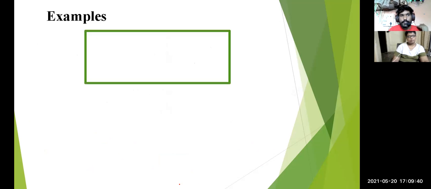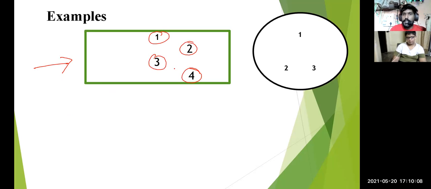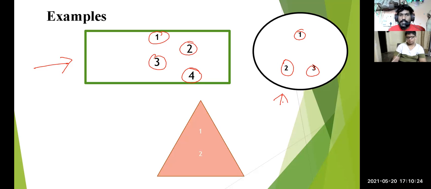Let's see examples. This is a rectangle, and inside this rectangle, which numbers are there? Can you read it out? 1, 2, 3, and 4. So this is a Venn diagram representing the set with numbers 1, 2, 3, and 4. Or you can represent it with a circle. So that is 1, 2, and 3. So this set has the elements 1, 2, and 3. Or you can also use a triangle. In this triangle, the elements are 1 and 2. Is this clear up to here? Yes, sir.